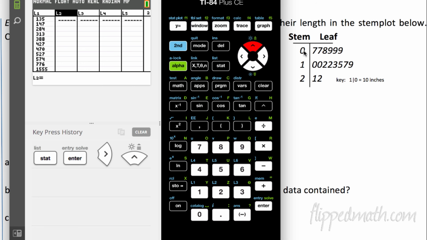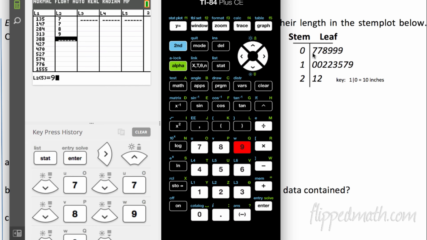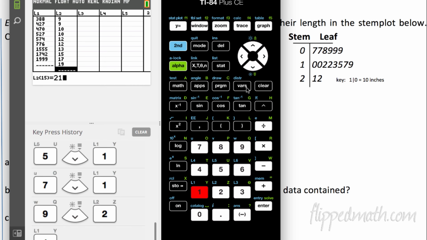1-0 is 10 inches. So 0.7 would be a 7. So I'm going to scroll down. I'm going to put in a 7, 7, 8, 9, 9, 9, all the way down. And as I finish putting the data in, I notice there are 16.